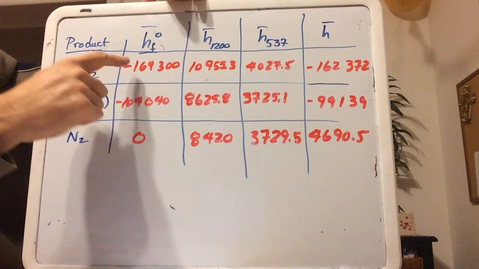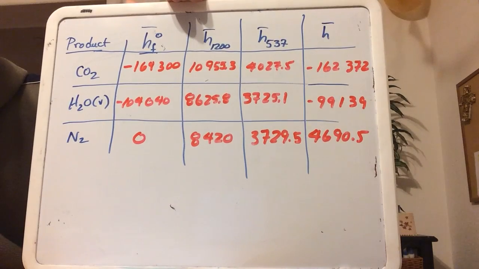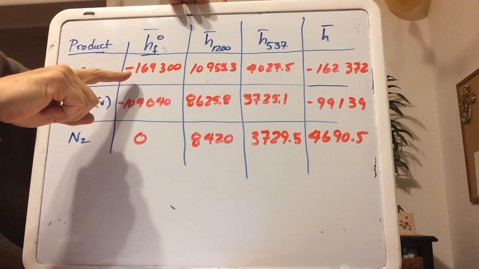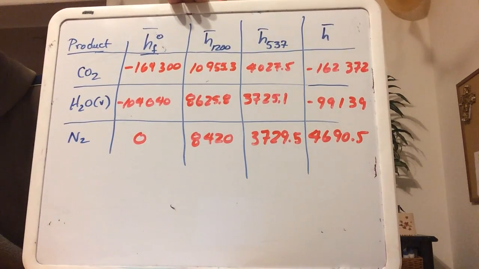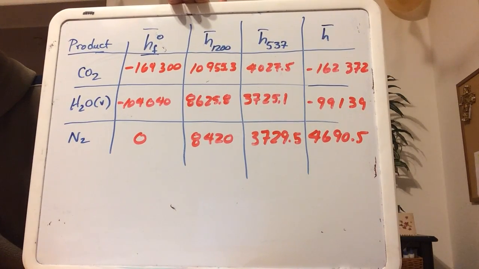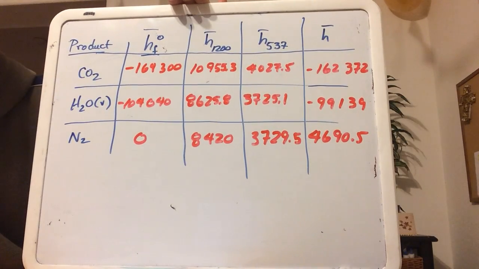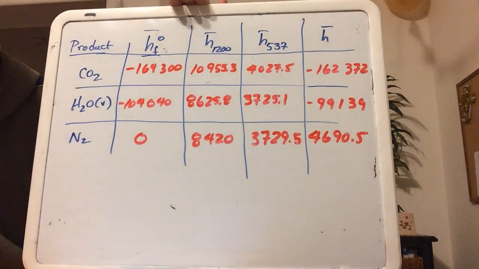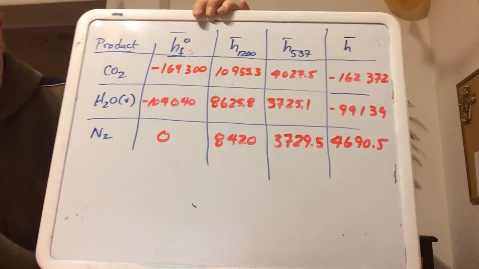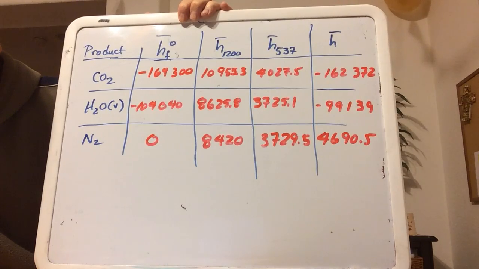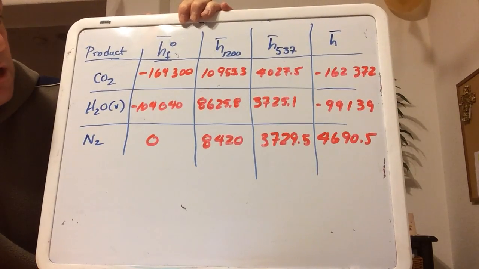Okay, the first column is what we used every time we did the previous problems. Carbon dioxide has a very negative enthalpy of formation. That reflects the fact that it releases a lot of energy. Same thing with water vapor, a very negative enthalpy of reaction, and we get a lot of energy released. Nitrogen at 77 degrees Fahrenheit had 0. So how does it change?